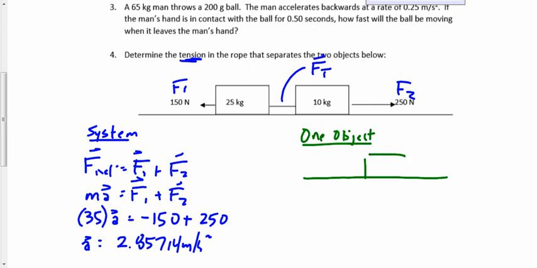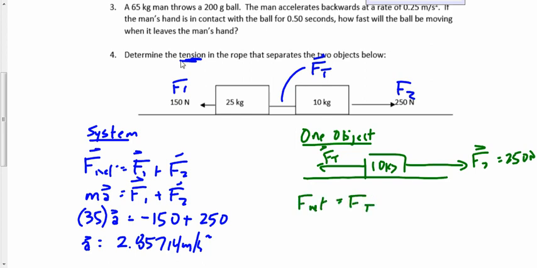Let's analyze the 10. There's a force F2 to the right on the 10 of 250 newtons. There's a force to the left of Ft, and that's what we're trying to find. So F net is equal to Ft plus F2. I'm paying attention to the internal forces now, right? Because I'm trying to find an internal force. The net force is M times A. What mass do I use? 25, 10, or 35? 10. I have to use the 10.